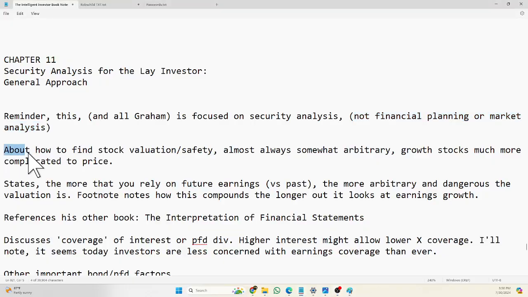He goes on to talk about how finding stock valuation and safety almost always is arbitrary. Growth stocks are even much more complicated to price. So, disclaimer, we can guess at whether a company is probably undervalued or probably overvalued, but it's all fairly ambiguous and nobody has a crystal ball unless you watch my regular show.